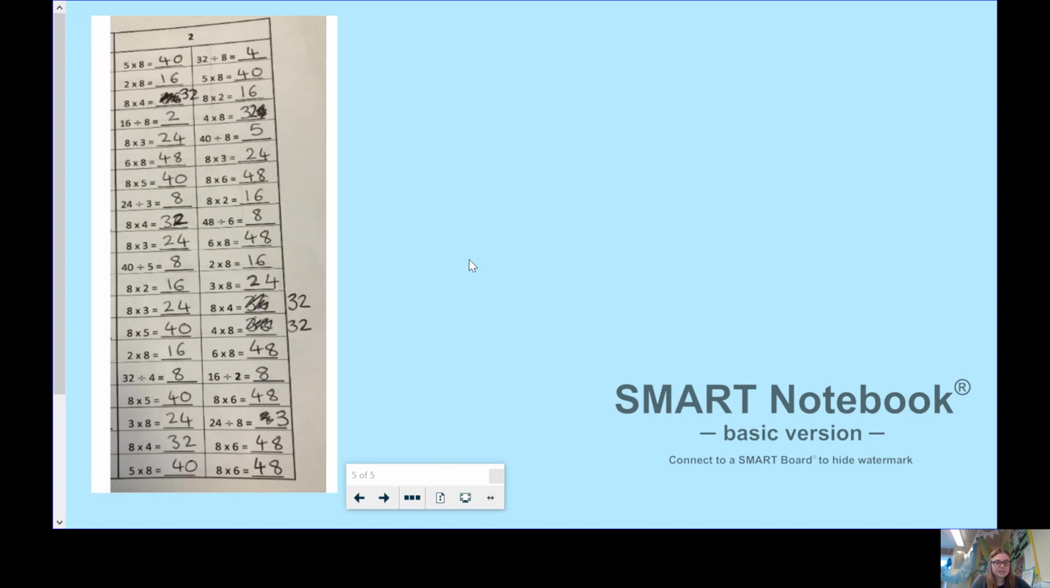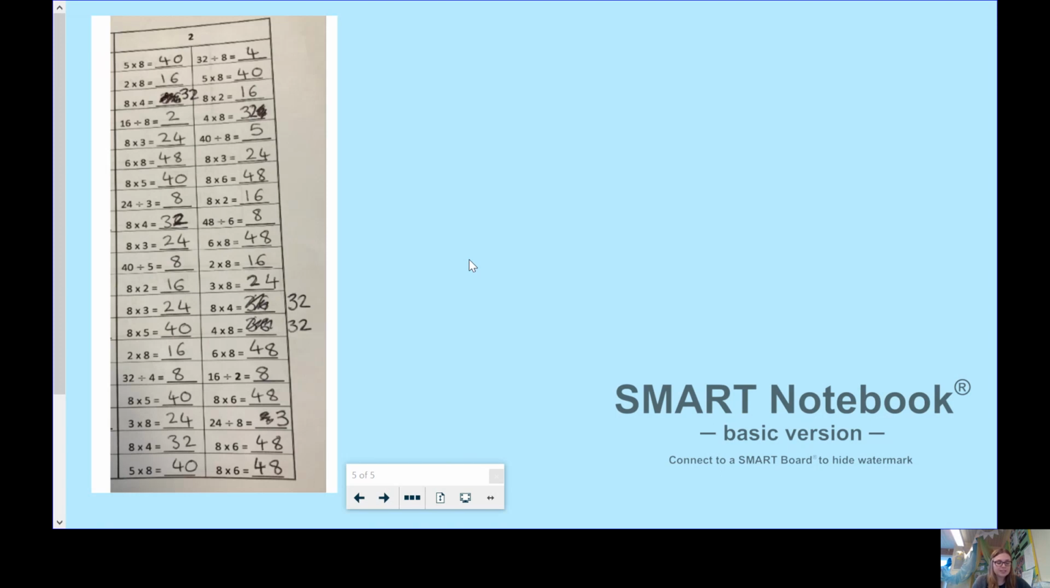32 divided by 8 is 4. 5 times 8 is 40. 8 times 2 is 16. 4 times 8 is 32. 40 divided by 8 is 5. 8 times 3 is 24. 8 times 6 is 48. 8 times 2 is 16. 48 divided by 6 is 8. 6 times 8 is 48.